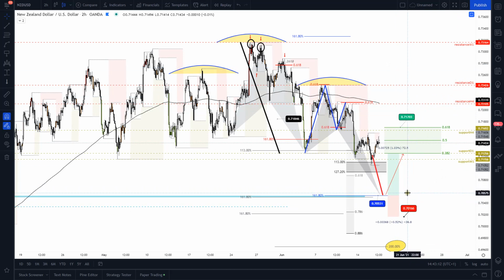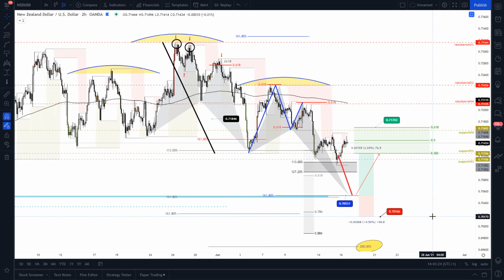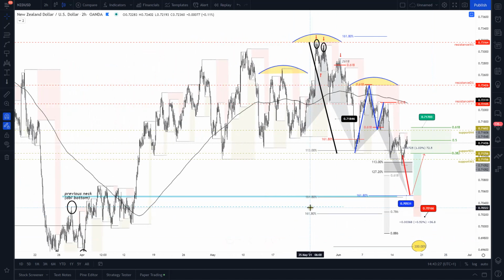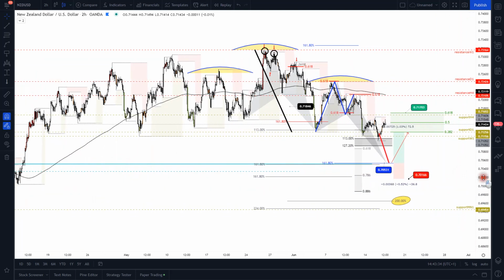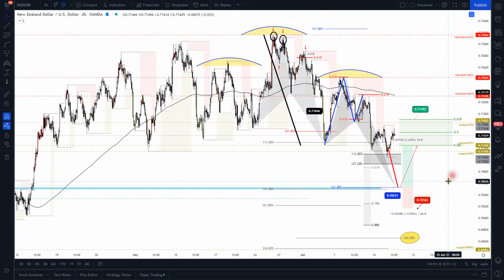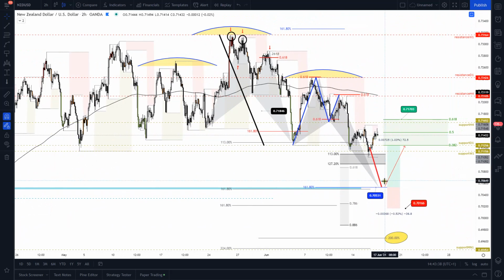Sometimes I prefer to put an alert or set a couple of alerts above my entry price zone, and sometimes I use a pending order to push the trade as soon as the price touches that level. So my vision for the Kiwi remains bearish, at least for the short term, but I will pay attention to this potential bullish crab pattern projected below.